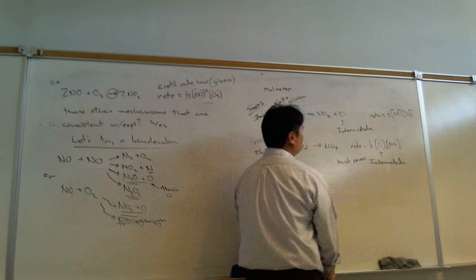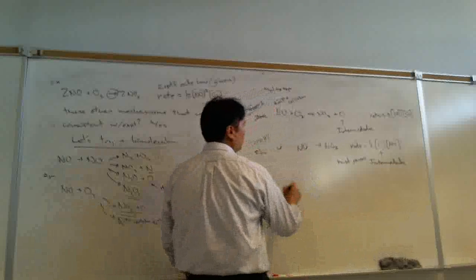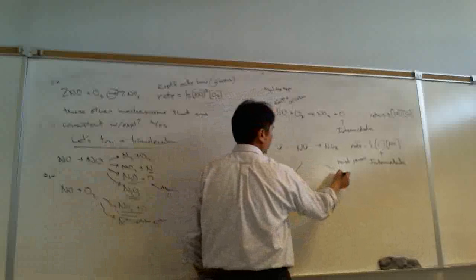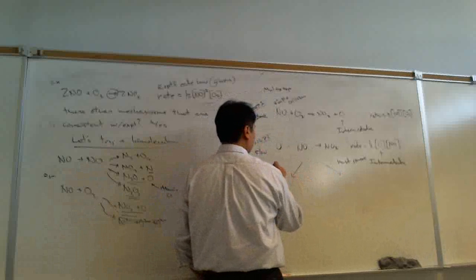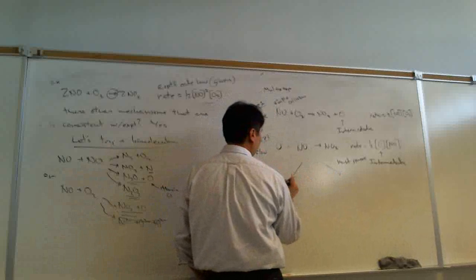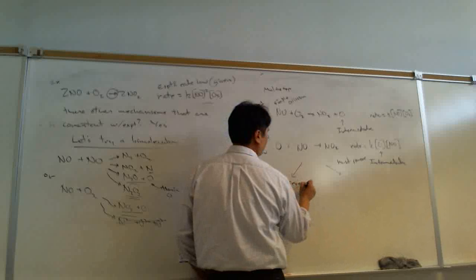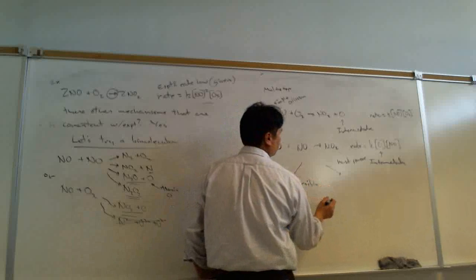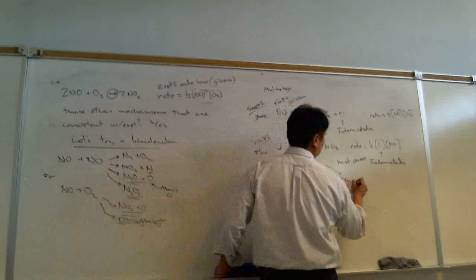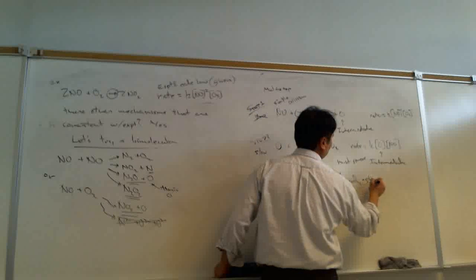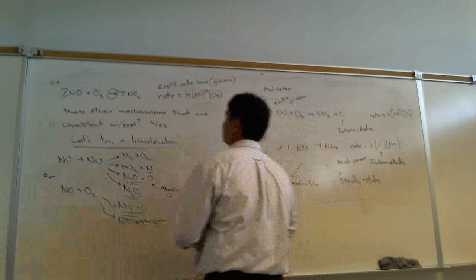Let's just say remove the intermediate. So how do we remove the intermediate from the rate law? There are two ways that we can remove it. One is called the fast reversible approximation. The other is called the steady state approximation.